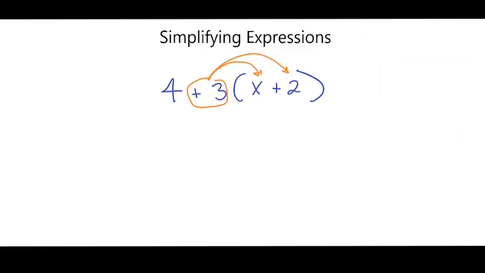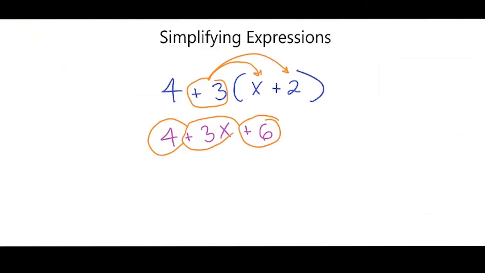So I'll bring down the 4. Now I have plus 3 times x. Well, that's plus 3x. And I also have a plus 3 times plus 2. Well, that's plus 6. So I'll circle my sign and my term, my sign and my term. In this case, it's just a term.